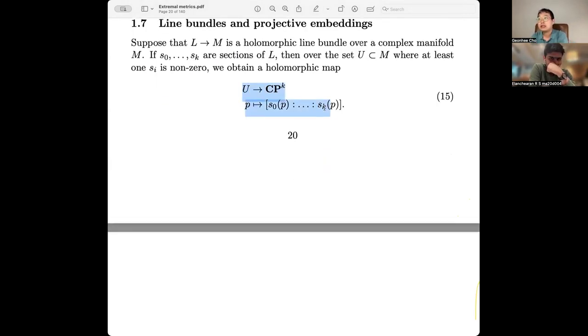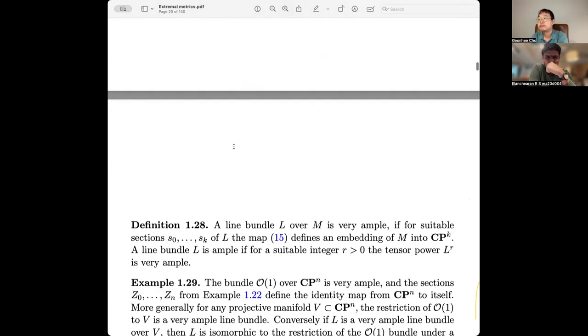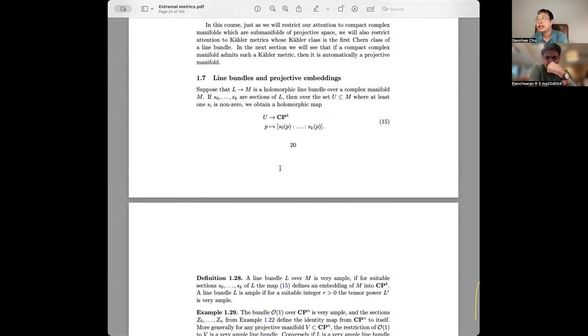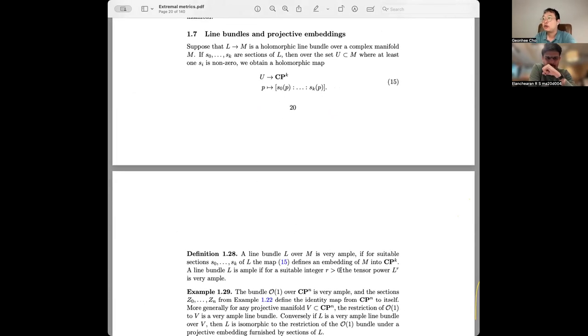Then what is the condition we are wondering about? The condition we wonder about is a very ambitious goal. We say a line bundle is very ample in the case that we can extend this U to the entire complex manifold first, and this map becomes an embedding, a holomorphic embedding. This is a very ambitious goal. In such a case, we call such a line bundle a very ample line bundle. That's the definition. Is that okay with you? So that we are able to embed the given complex manifold in some complex projective space. Is that okay with you?